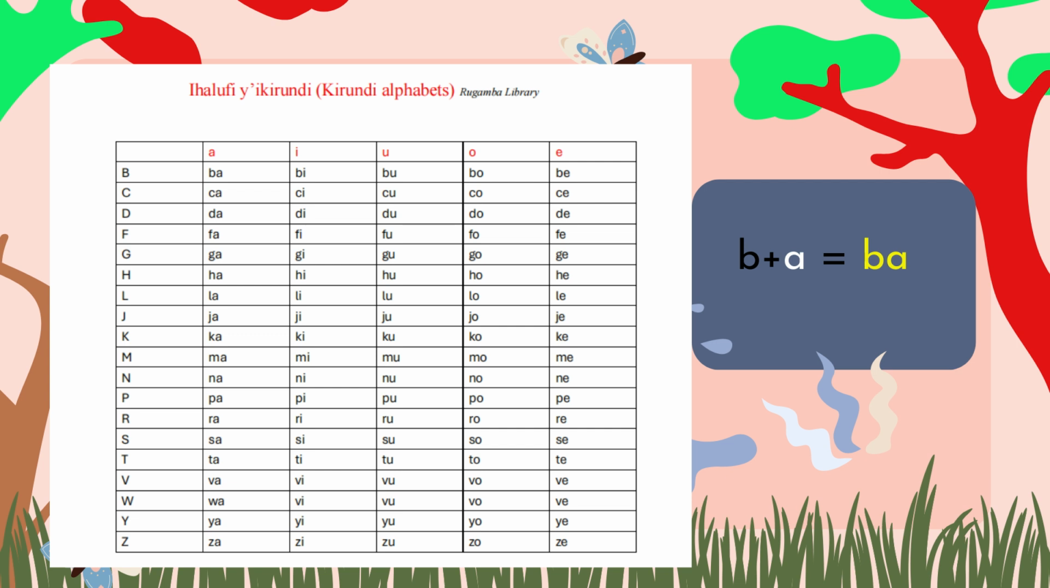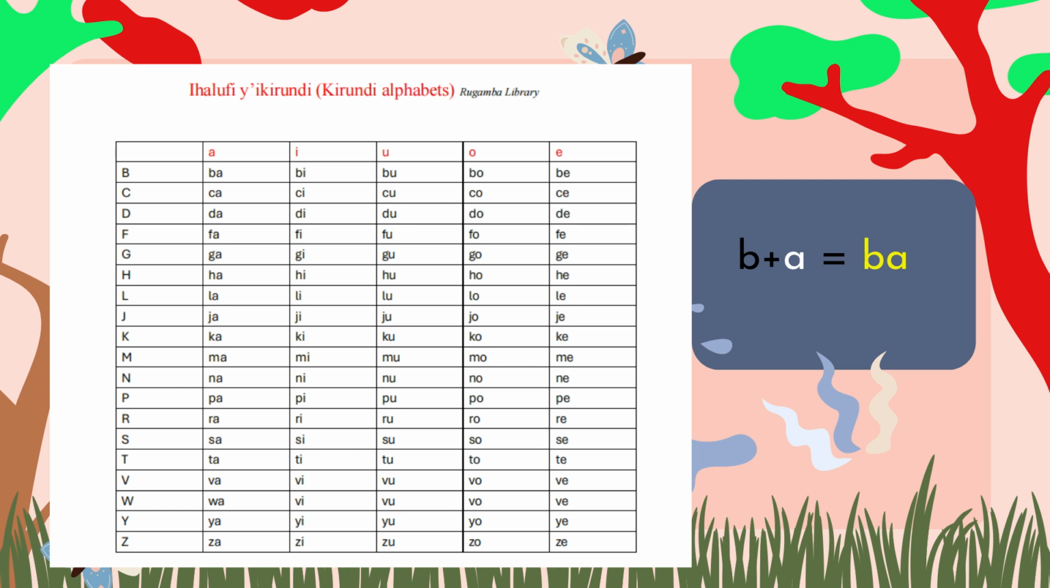Te is T, right? Te na a ni ta. Te na i ni ti. Te na u ni tu. Te na o ni to. Te na e ni te. Good job. Now let's try V.